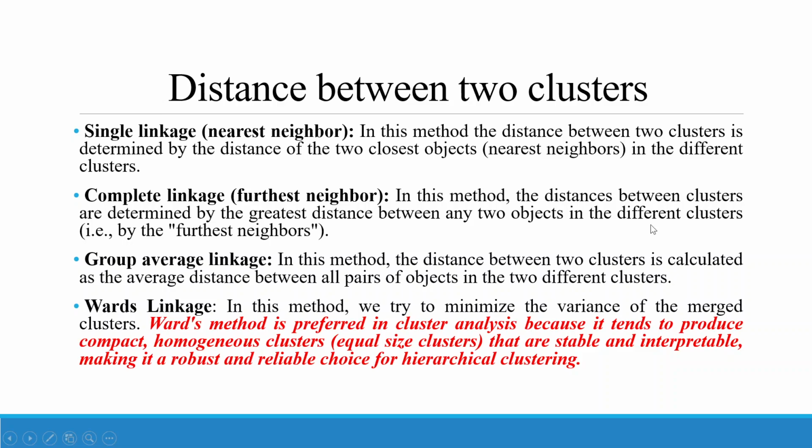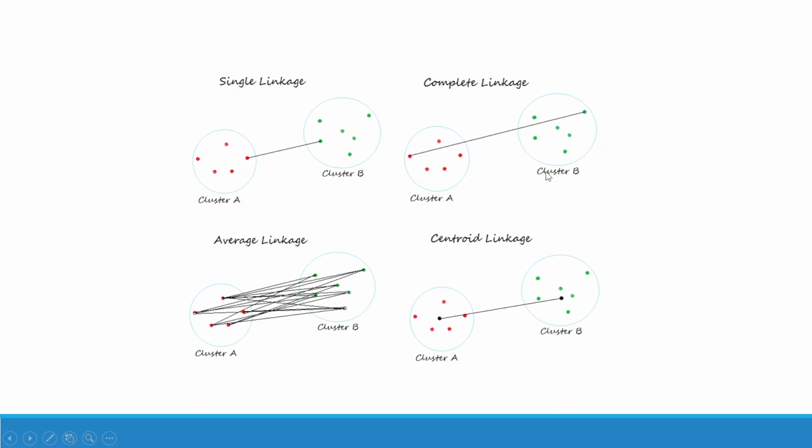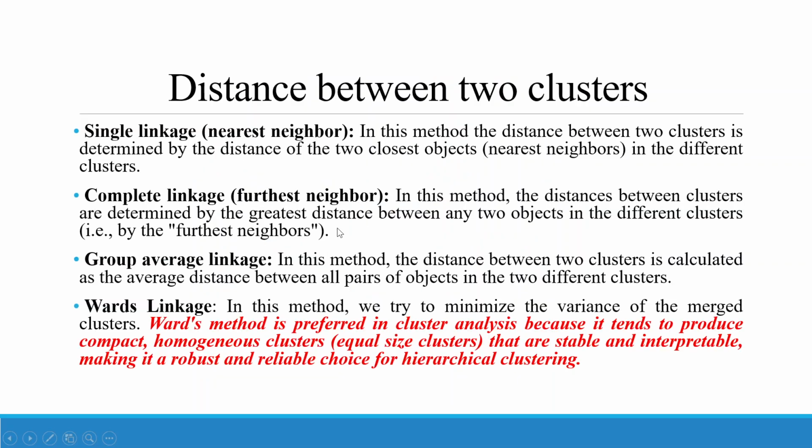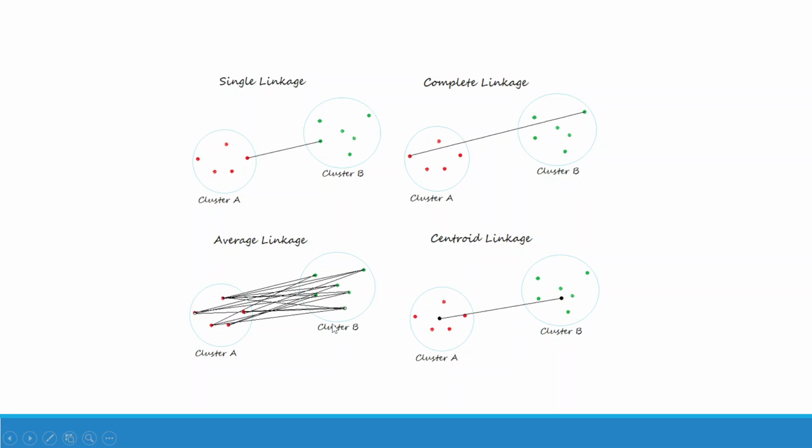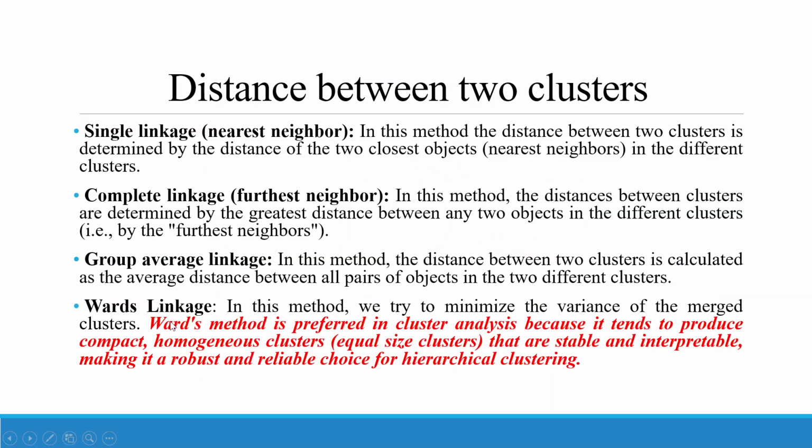In this method, the distance between the clusters is determined by the greatest distance between any two objects in the different clusters, that is, the furthest neighbor. You can see here cluster A, cluster B, furthest. Group average linkage. In this method, the distance between two clusters is calculated as the average distance between all pairs of objects in the two different clusters. Average linkage. One more method is centroid linkage. We calculate the centroid of cluster A and then cluster B, and then we find the distance between these two centroids.